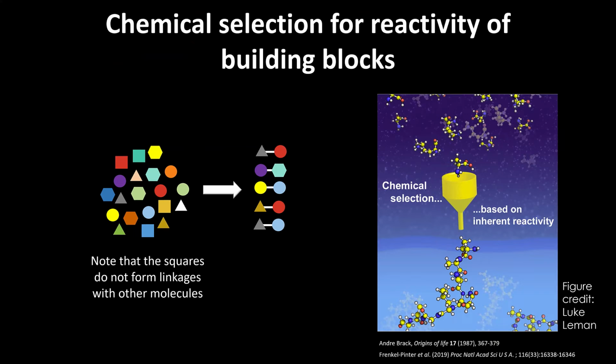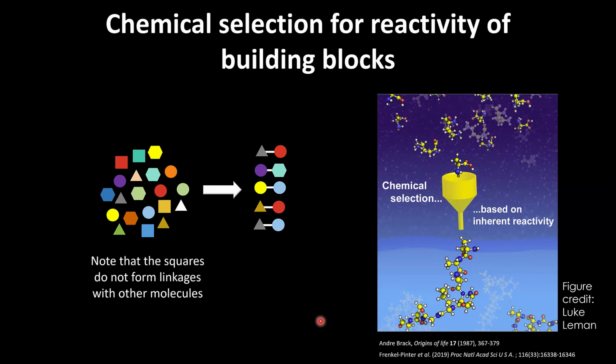So imagine that very first step of linking different building blocks or monomers together. We know that some will work better than others. For instance, in the example that I showed you, you can see that if we look at the first linkage of different monomers into oligomers, you can note that the squares do not form linkages with other molecules, so they will be excluded. And there are different experimental demonstrations of this.